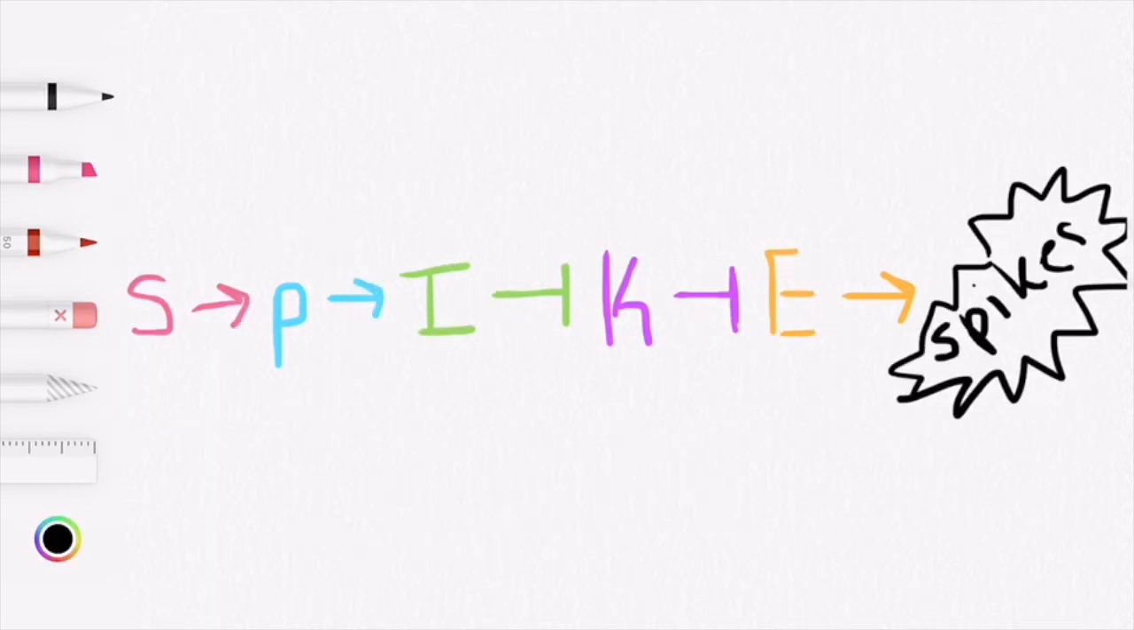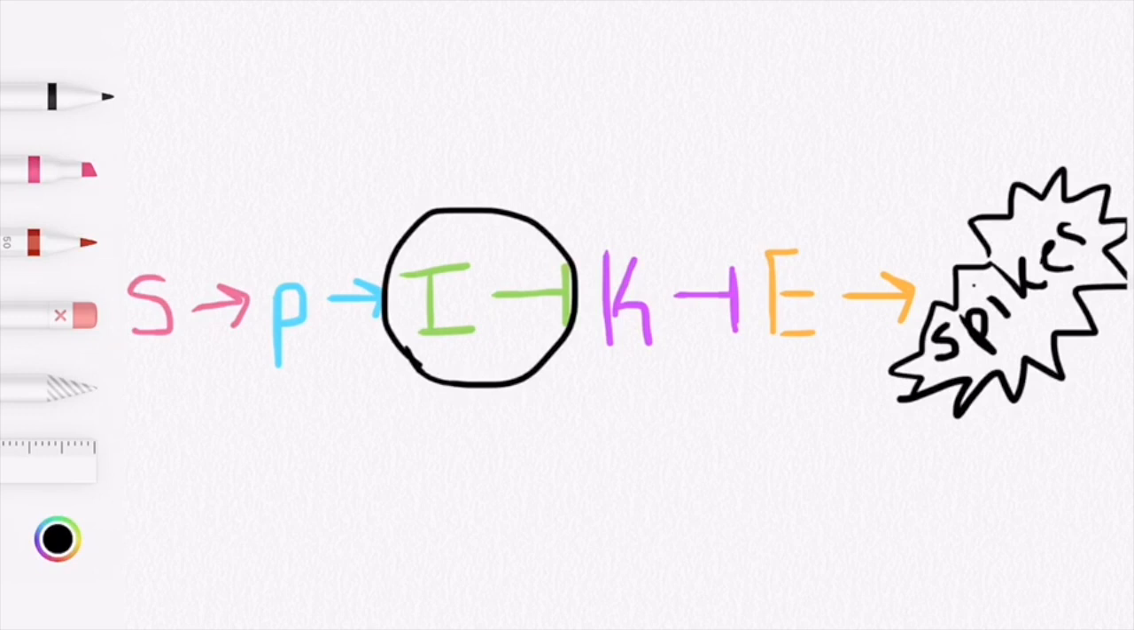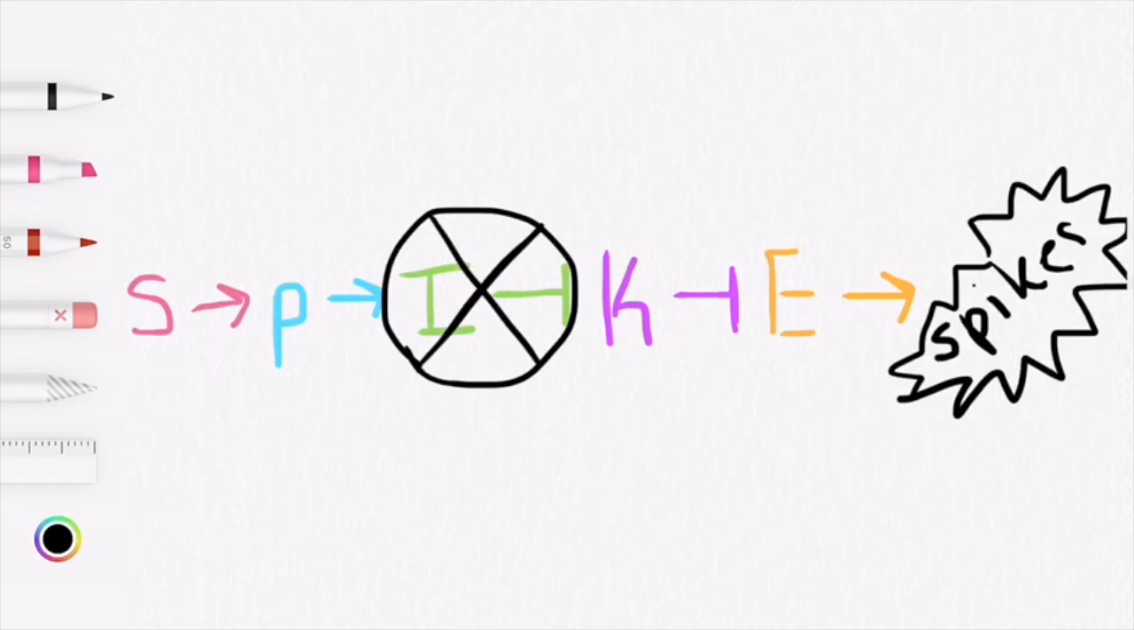So next, if the I is mutated, so if the I doesn't work, that means it cannot block the K. So the K is going to be formed, and it can block the E, and that means no spikes will be made.